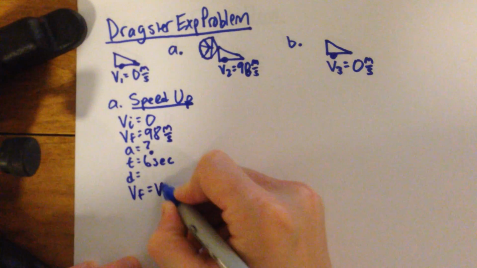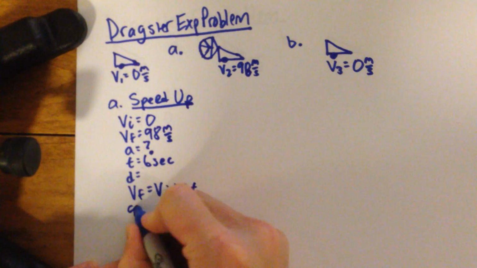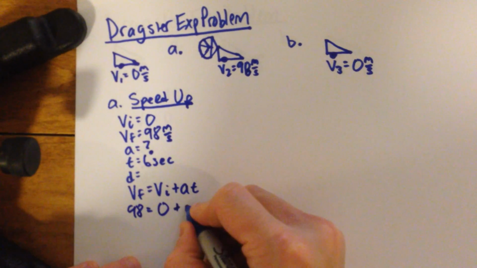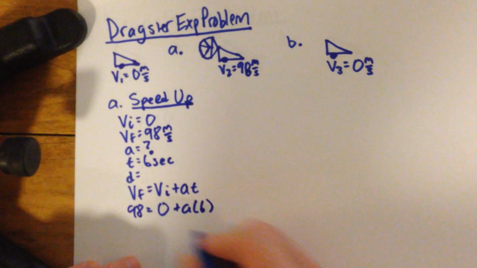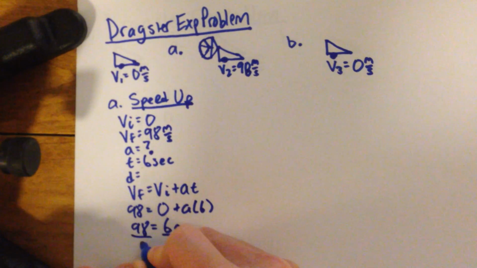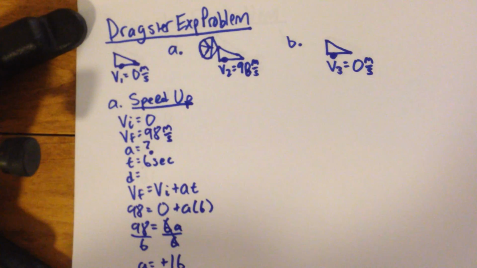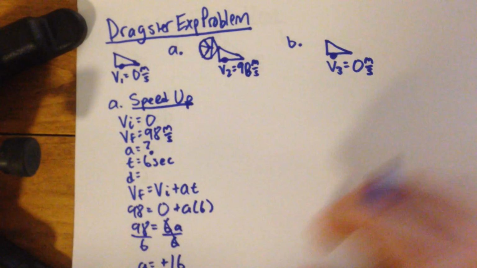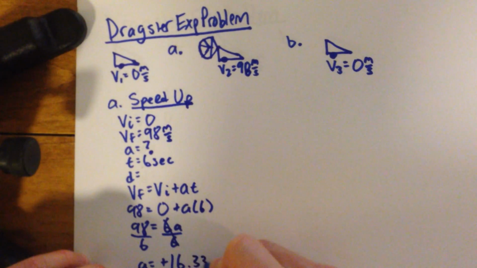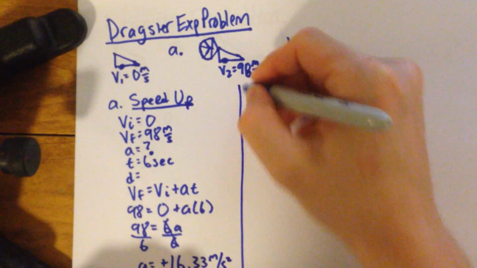VF equals VI plus AT. We can plug in 98 equals 0 plus A times 6. So we can say 98 equals 6A and divide both sides by 6. And we've got an acceleration equal to positive 16, I believe. Let's do it on our calculators here. 98 divided by 6. Yeah, 16.33 meters per second squared. Great. So there's the speed up portion of your problem.